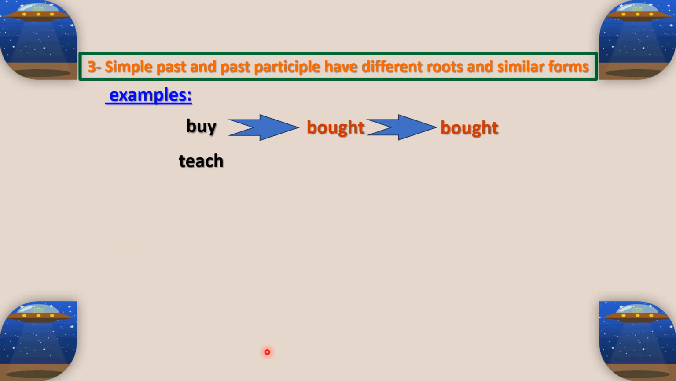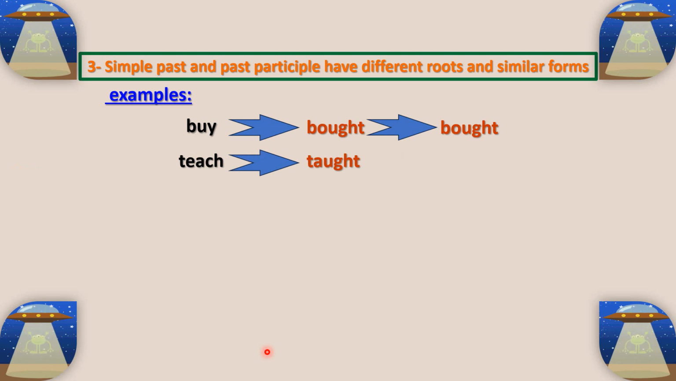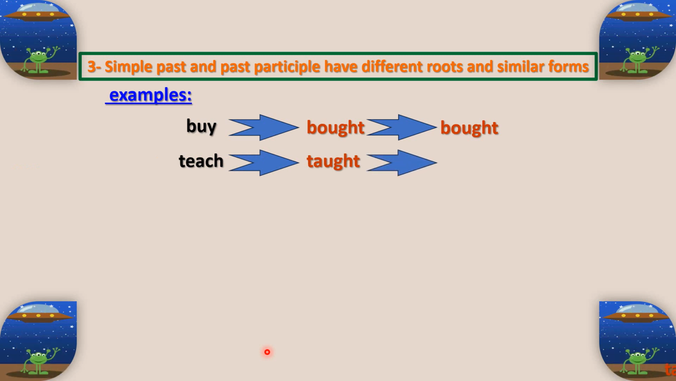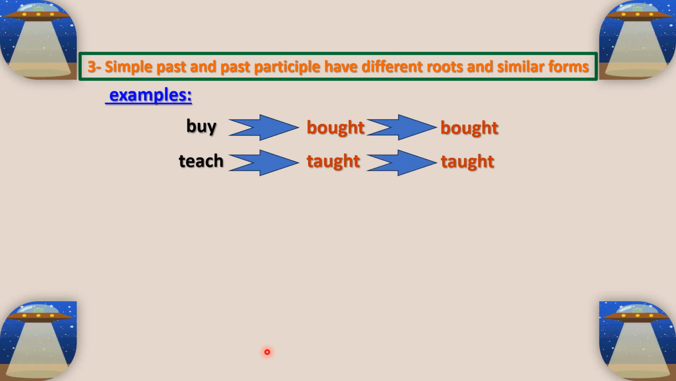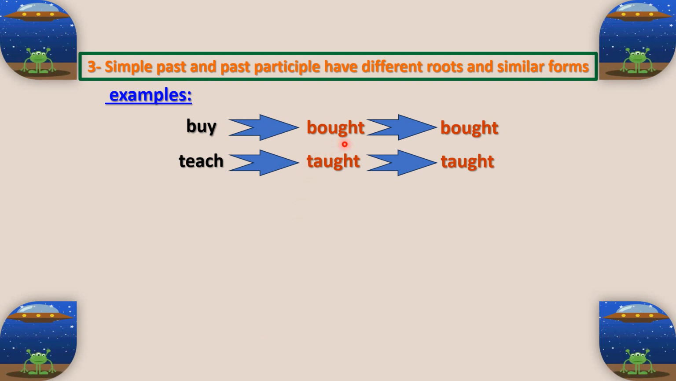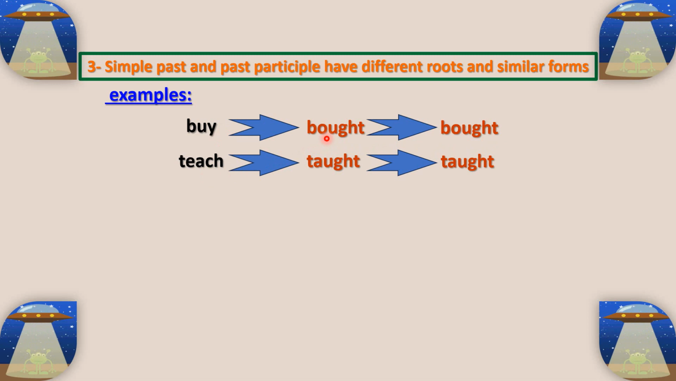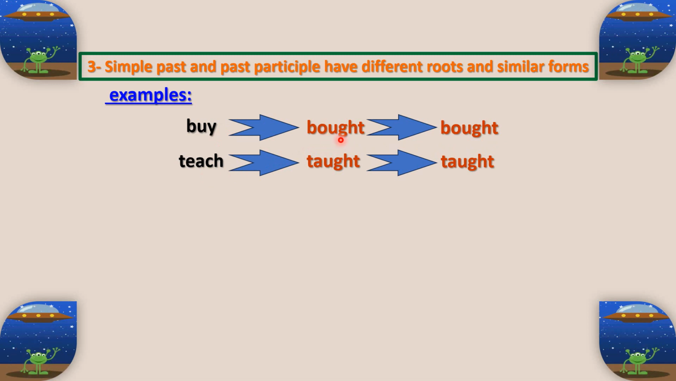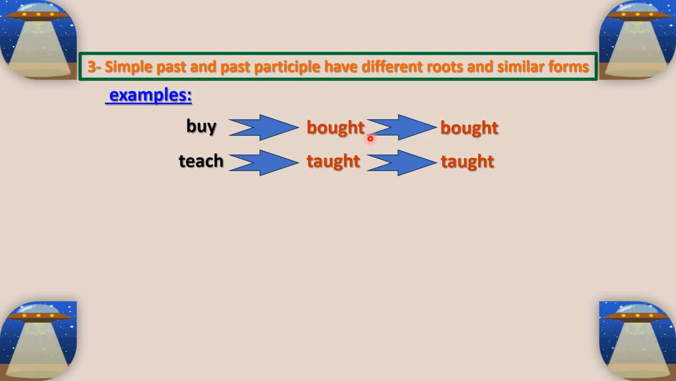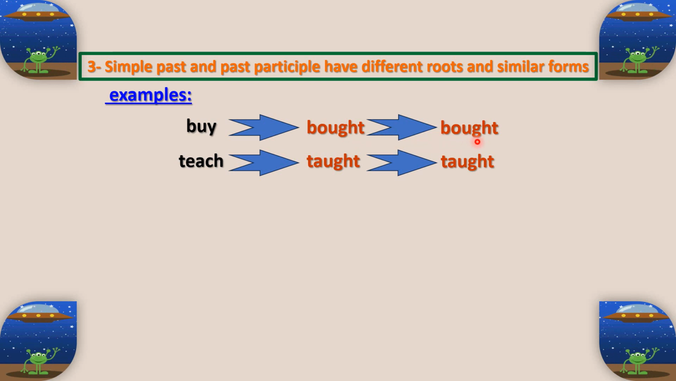Okay, another verb, to teach. Now, what is the simple past of the verb to teach? It is taught. And the past participle is taught also. Okay, look at it for these verbs. These verbs, buy and teach, they have what? They have got one form, either in the simple past or in the past participle, one form.